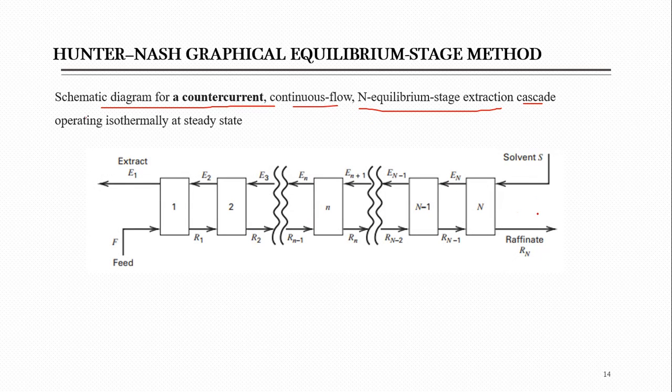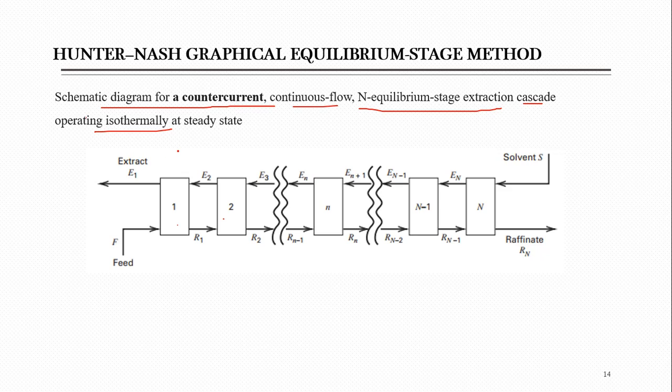In the cascade, the feed enters from here, getting purified as it moves from stage 1 to stage 2 and so on towards the end, and the solvent enters from the end stage and moves continuously. So that's the cascade system, with liquid jumping from one stage to the other in a continuous manner. And this is an isothermal system, at the same temperature.